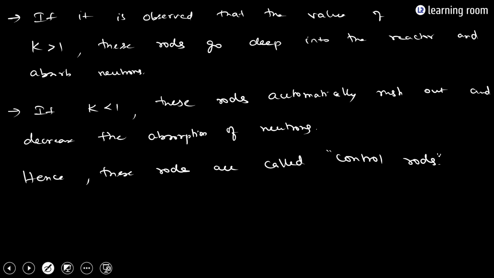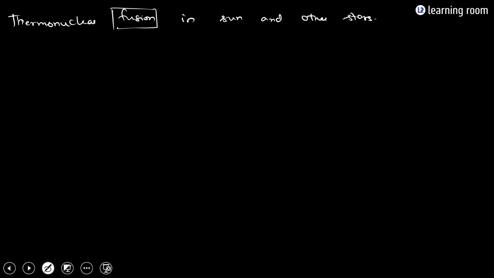Able to understand. So the last concept of this chapter is thermonuclear fusion in sun and other stars. So here you see the name is fusion. So basically, what do we mean by fusion?